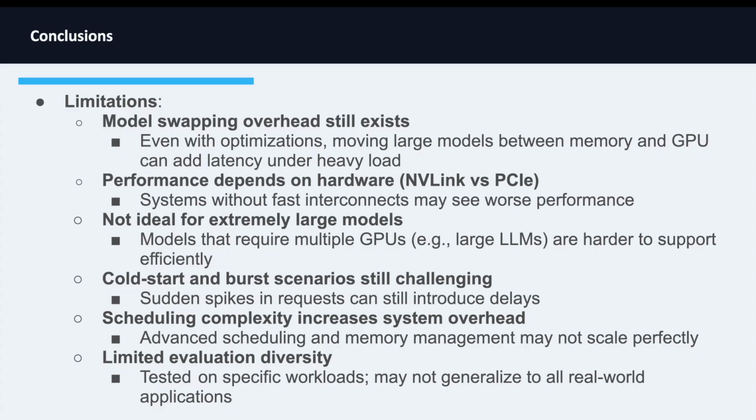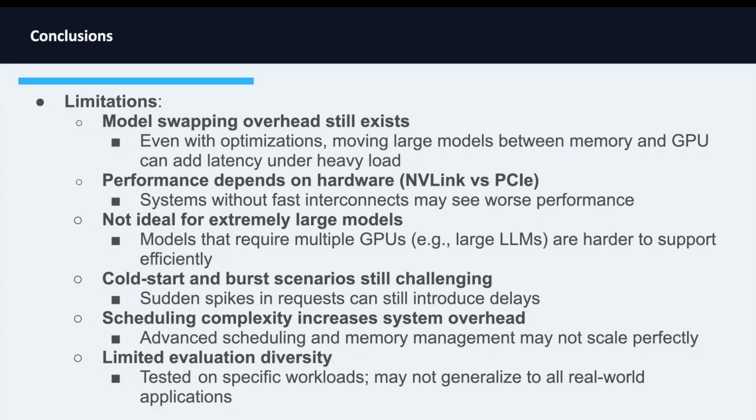There's also a hardware dependency. The performance gains heavily rely on having NVLink, and so on systems without NVLink, everything falls back to PCIe, which is significantly slower. Not every cloud environment has NVLink capable hardware.